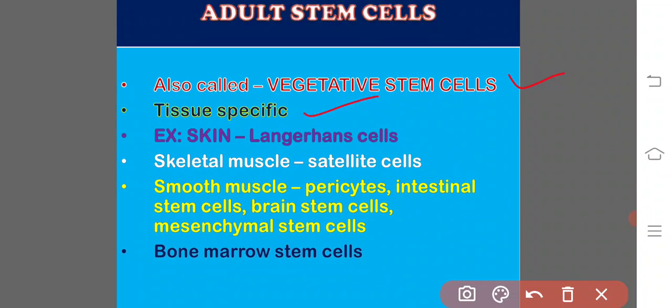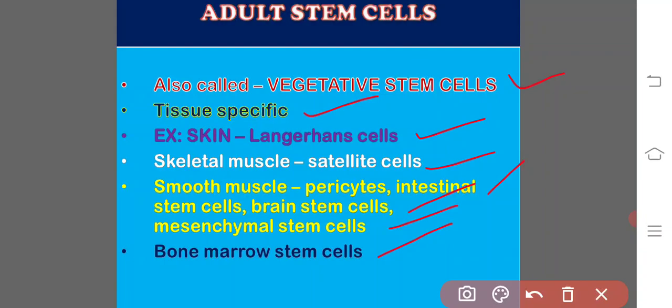These stem cells are tissue specific and form new mature cells according to the organ or tissue they are present in. The best examples: Langerhans cells of the skin, satellite cells of the skeletal muscles, pericytes of the smooth muscle, intestinal stem cells, brain stem cells, mesenchymal stem cells, and bone marrow cells. These all are the best examples of the adult stem cells.